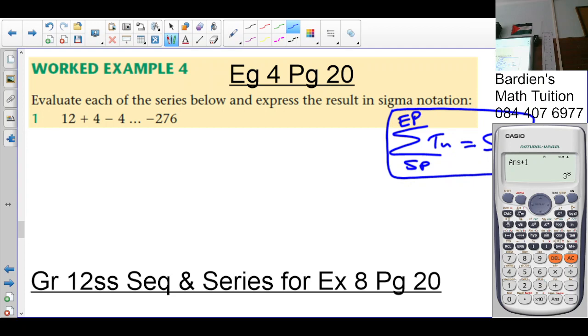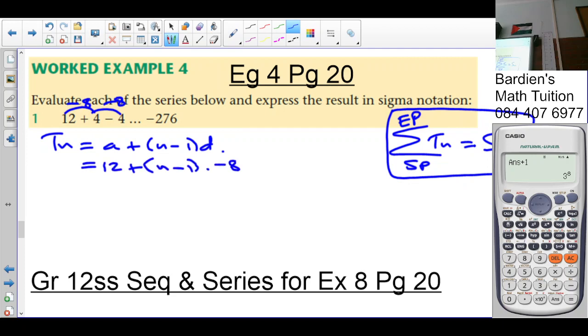Okay. So looking at number 1. When we set up sigma, we always start at 1. Okay? We need to know how many terms there are. We need to work out the general term, and we work out the sum of the series. So the general term would be Tn is equal to a plus n minus 1 times d. How do I know it's arithmetic? Because I'm subtracting 8 all the time. So we got 12 plus n minus 1 times negative 8. So there's negative 8n plus 20. So that's the general term.